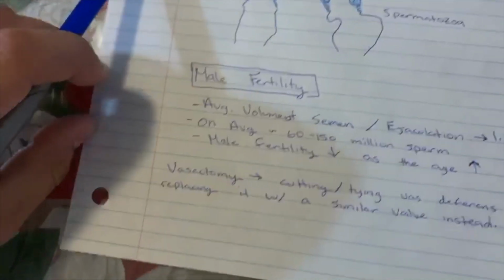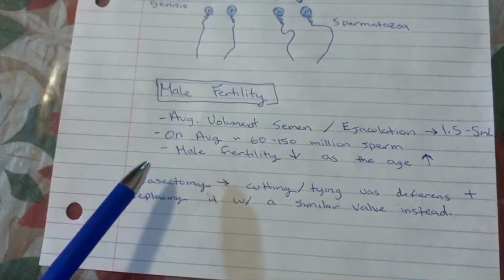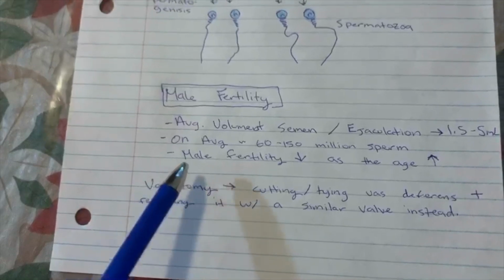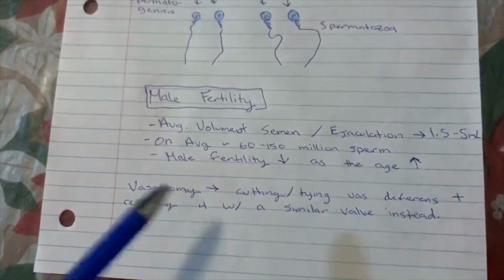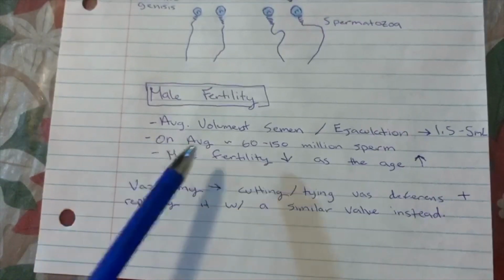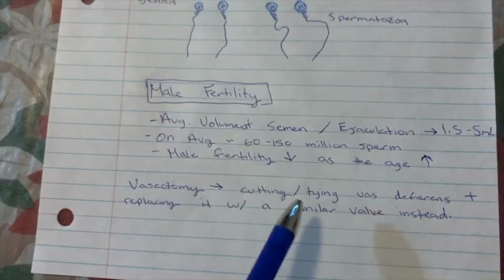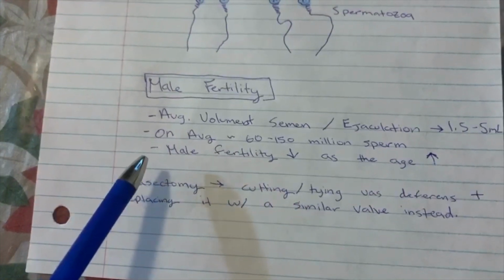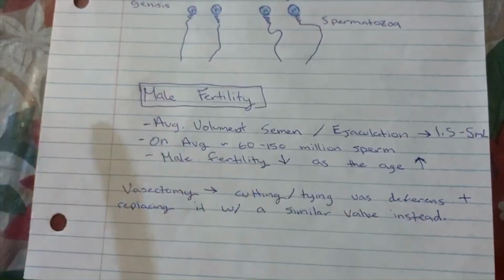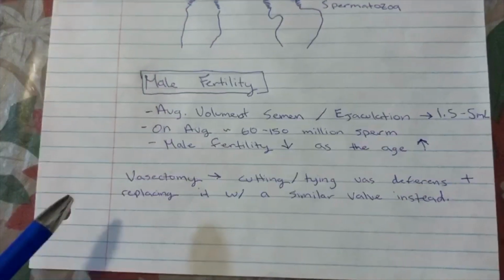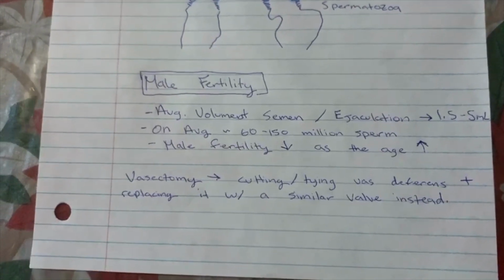Let's talk about male fertility for a little bit. On average, the volume of semen per ejaculation is 1.5 to 5 milliliters. On average, for every ejaculation, there are about 60 to 150 million sperm. Also, male fertility decreases as age increases. A vasectomy is a procedure which involves cutting or tying of the vas deferens.